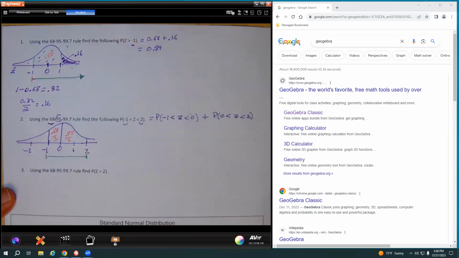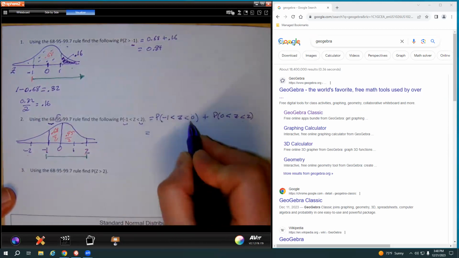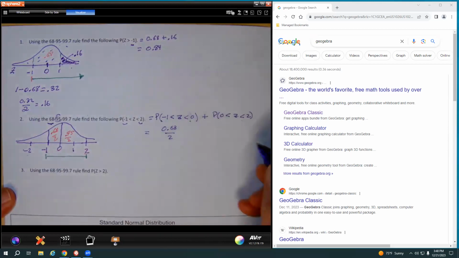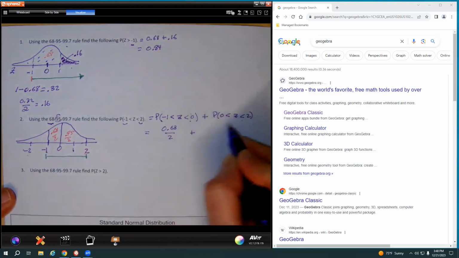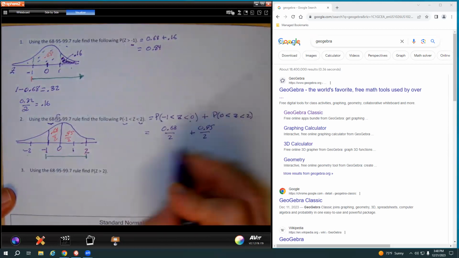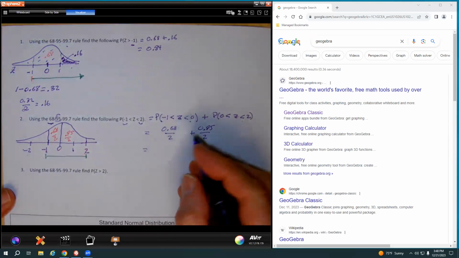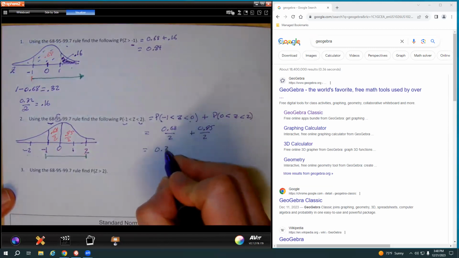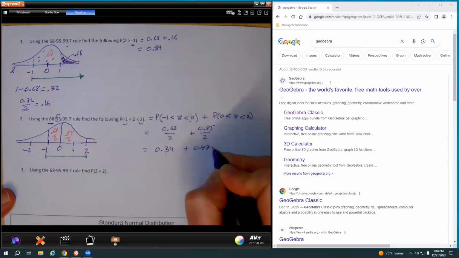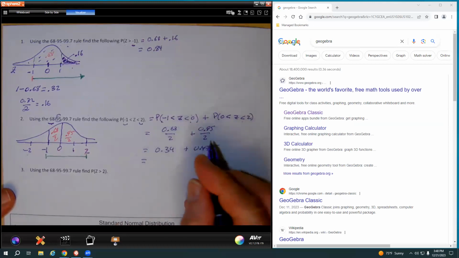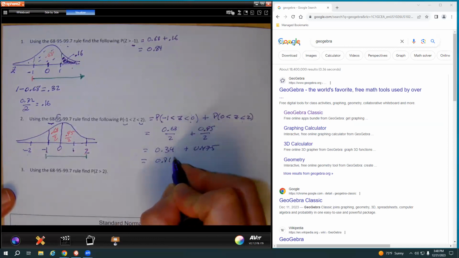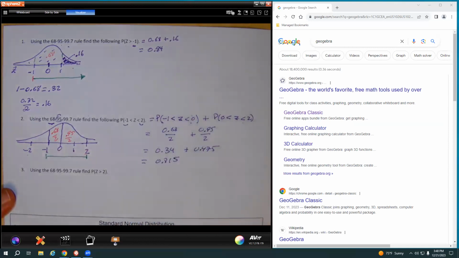So really what I have now is that between -1 and 0 is half of that area, plus this one is going to be half of the 95%. Okay, so when I do this, I get 0.34 plus 0.475, add them together, and I get 0.815.